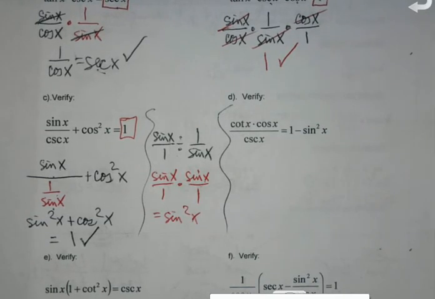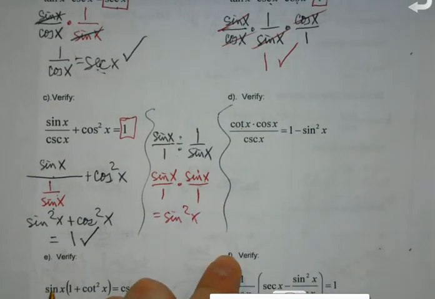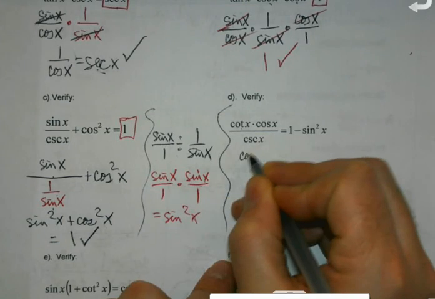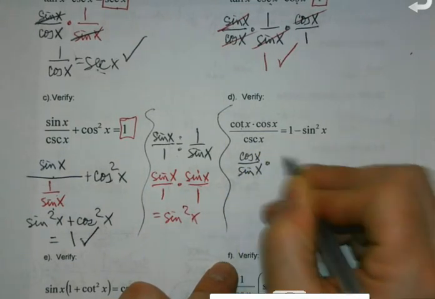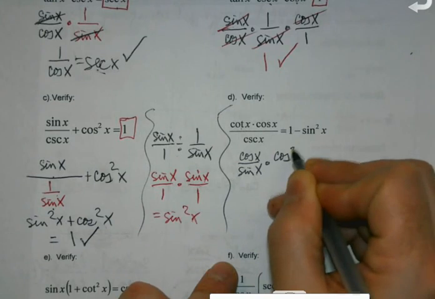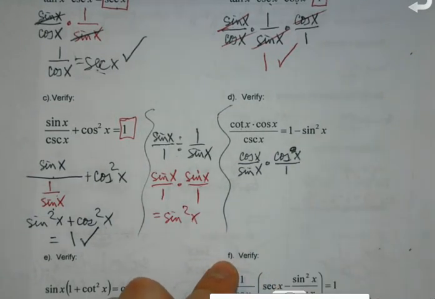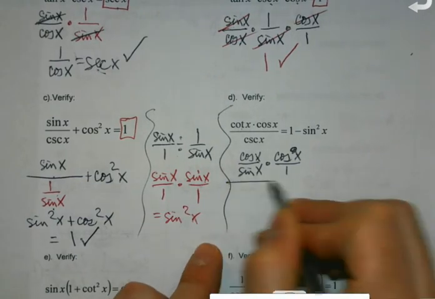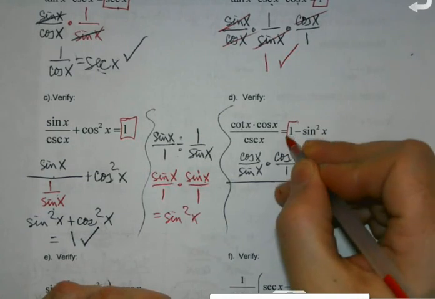So let's see here. D. Ooh, more fractioning. What is cotangent when I'm turning it into sine and cosine? Cosine over sine. Okay, so cosine over sine times, whoops, I'm thinking ahead. Okay, and yes, I'm turning the cosine into a fraction just so I'm thinking that way. What's cosecant going to be?